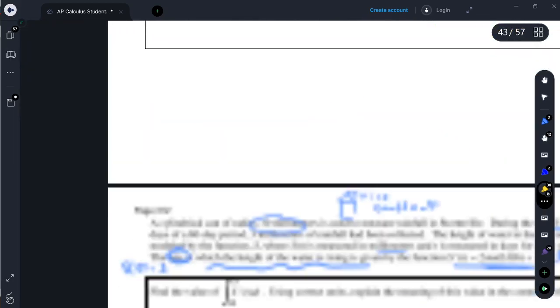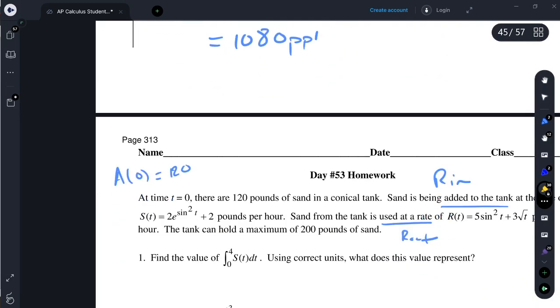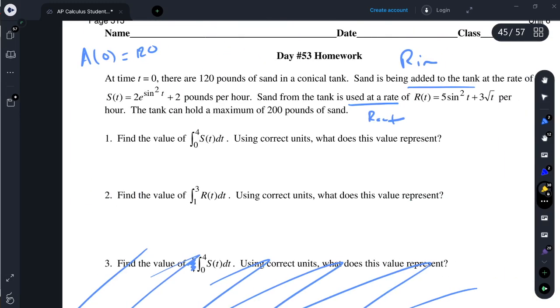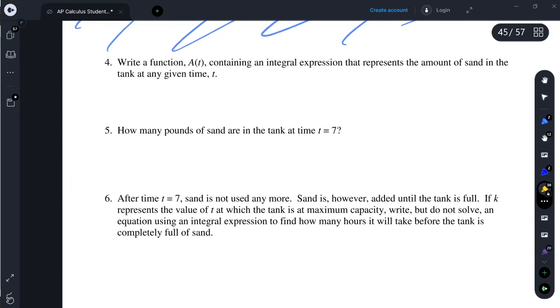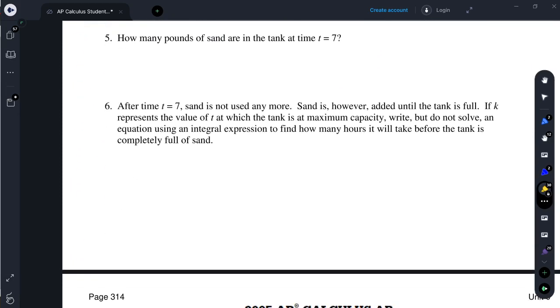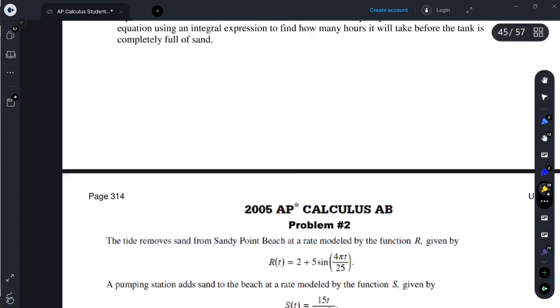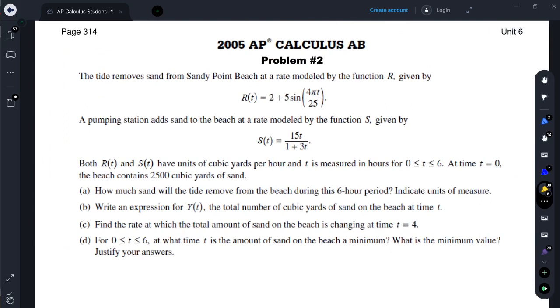We're going to have 2 rates, right? We have a rate in and a rate out. And then after time 7, they're basically saying that we're not having a rate out anymore, but we're continuing to have a rate in. All right? Then we have a couple AP questions.